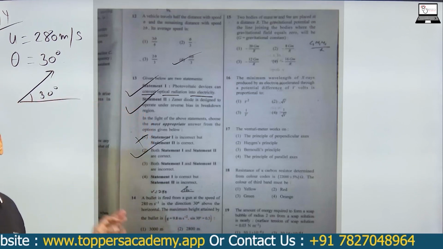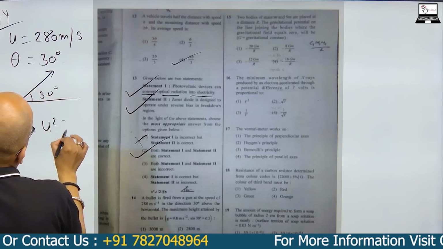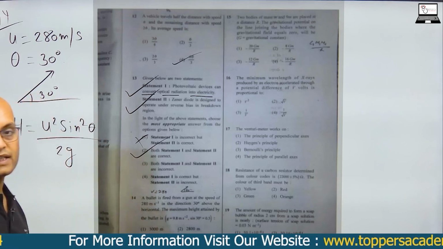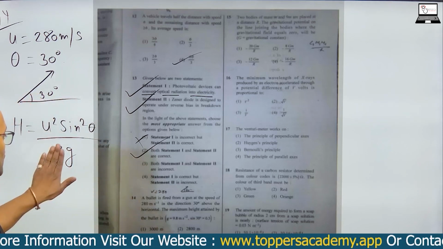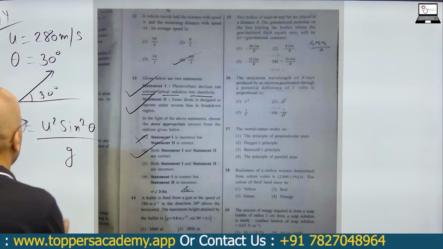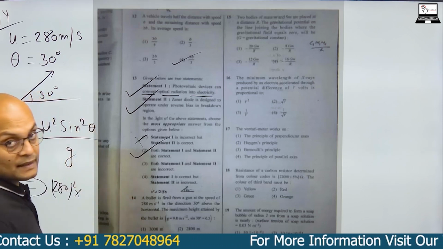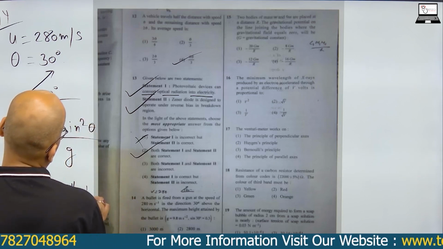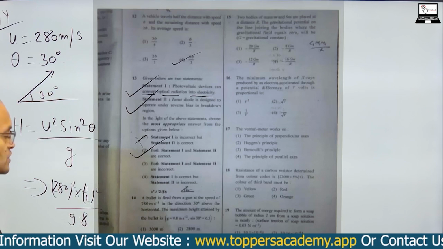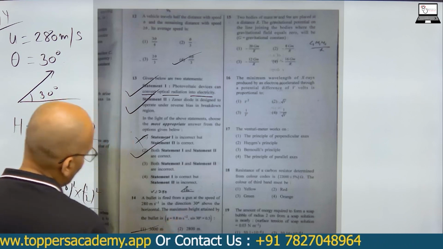Direct formula of maximum height you can apply. What is the formula? Easy questions they have asked. H is equal to u square sin square theta upon 2g. Maximum height attained, it is a projectile. Values are given. This is 280 square, sin 30 is 1 upon 2, so 1 upon 2 whole square, upon 2g, that is 9.8. Only calculation was involved. Solve it, you will get 1000 meters. Option A, 1000 meters.